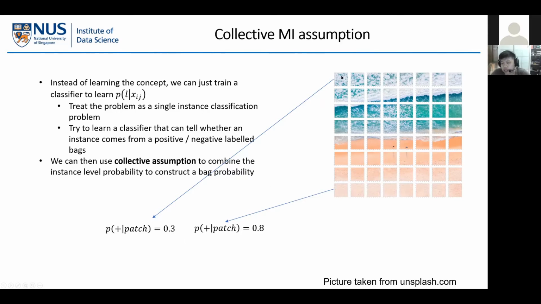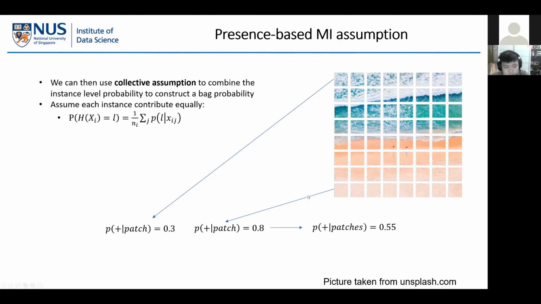In this case, because this is a picture of water, and water can be anywhere else, it can be ocean, it can be a bathtub, or it can be a beach, we're not very certain of that. So in isolation, we'll give a probability of 0.3 to this patch. But a picture of sand, for example, is probably more telling that this is part of a picture of a beach, so we'll assign a higher probability to that, say 0.8. Then the collective assumption deals with how we combine all these probabilities together.